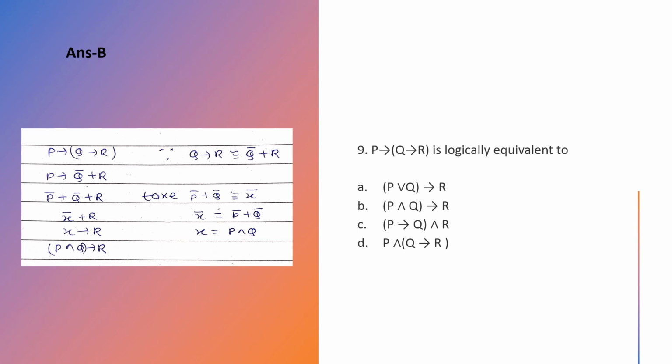So the expression would be P implication Q complement plus R. Similarly we can get the expression P complement plus Q complement plus R, and we can take P complement plus Q as X complement because we want to convert it into the implication. So we took X complement equals P complement plus Q complement, and solving for X, it would be P and Q. So finally the expression we will get is P and Q implication R. So here the P and Q implication R will be the answer, so it is matching with the solution, so answer will be B here.